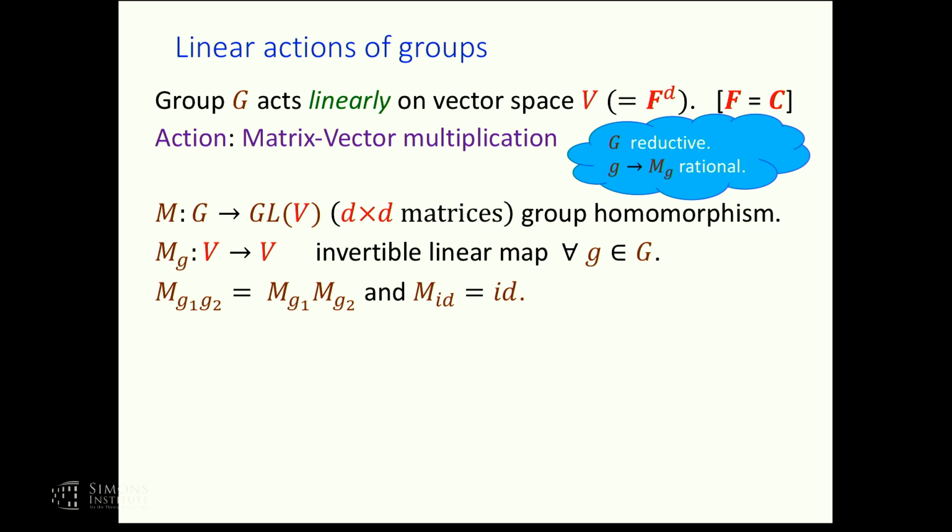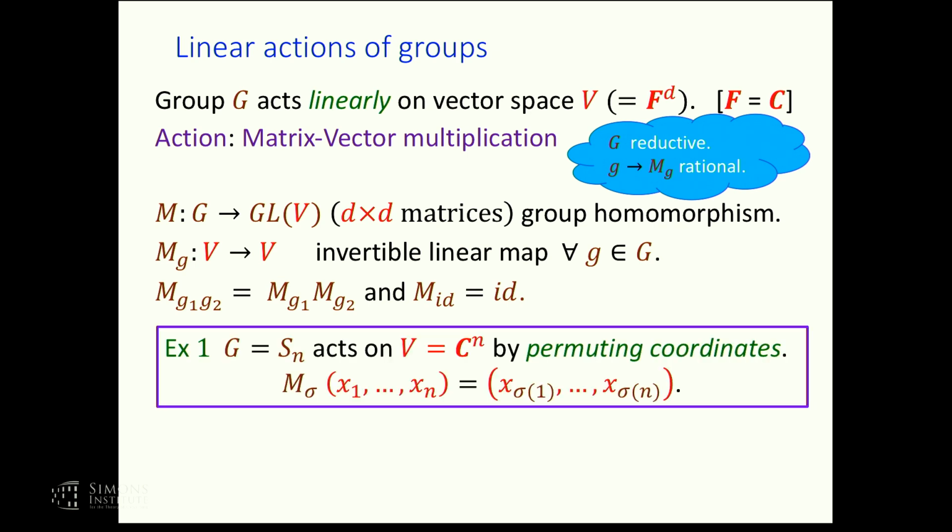And so what does it mean that every element is represented by a matrix? This satisfies what you want it to satisfy, that these matrices, when you multiply them, compose like the group elements. You have an identity and you have an inverse and so on. Here are examples you are familiar with.